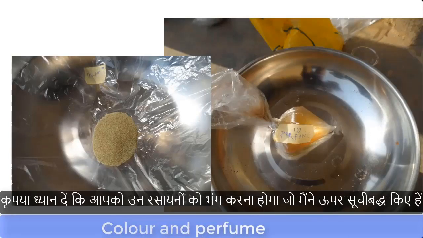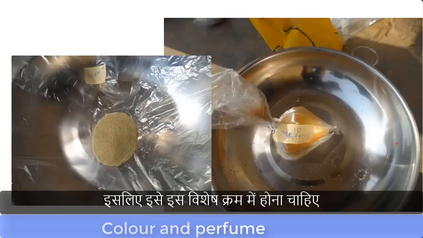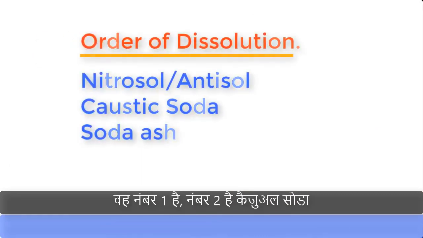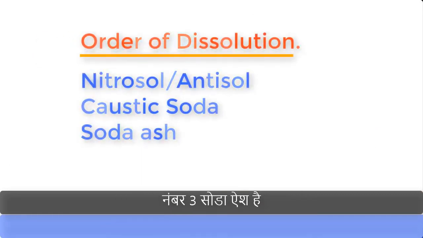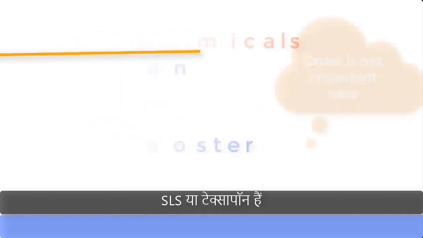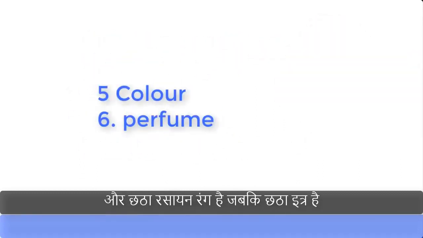Please note that you will have to dissolve these chemicals in the order that I have listed. If you miss the order, you will not get a good quality soap. Hence, it has to be in this particular order: nitrosol or antisol, that's number 1. Number 2 is caustic soda. Number 3 is soda ash. And the fourth group of chemicals, in this category order is not necessary. You can start with anyone and end with anyone: SLS or Texapon, STPP, sulfonic, and foaming booster. And the fifth chemical is color, while the sixth one is perfume.